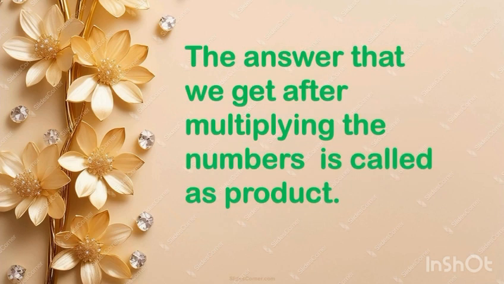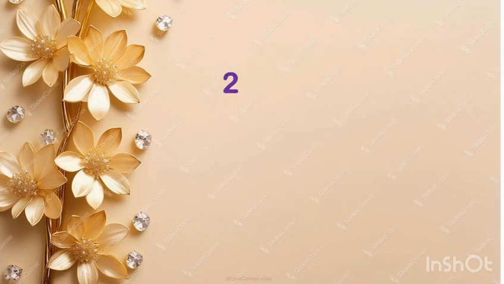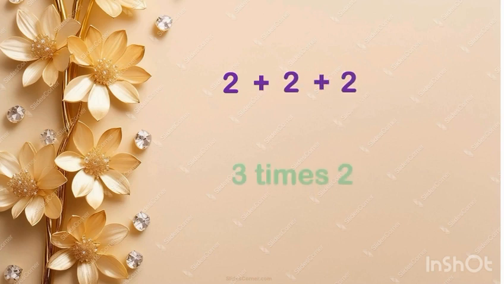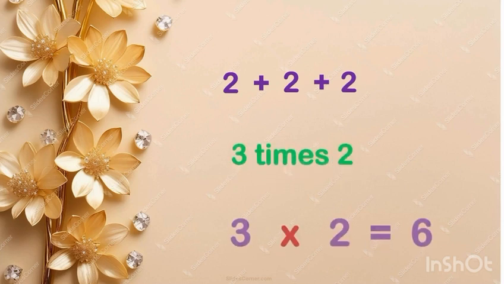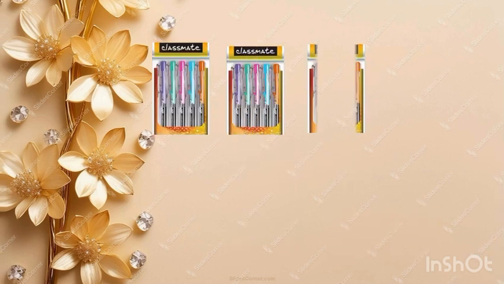The answer that we get after multiplying the numbers is called the product. Let's count how many 2's are there. 1, 2, 3. 3 times 2. 3 2's are 6.